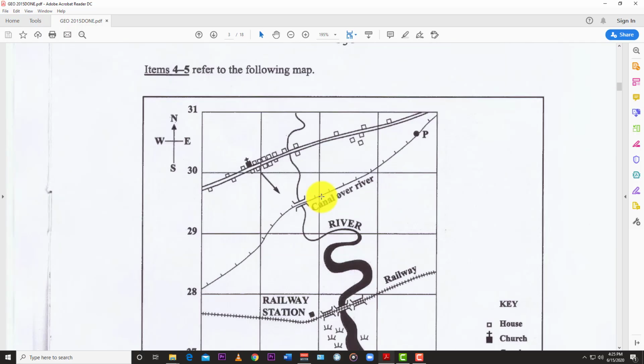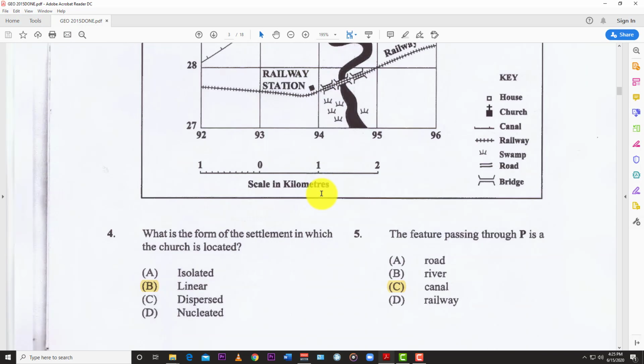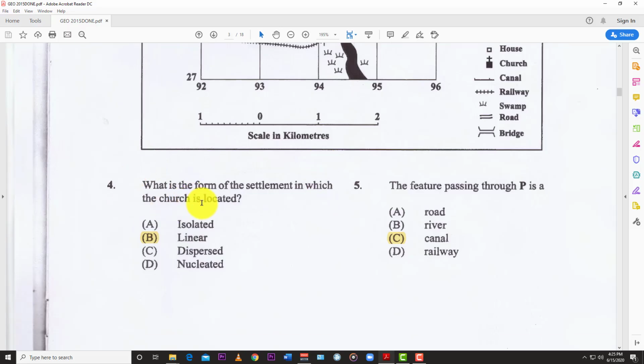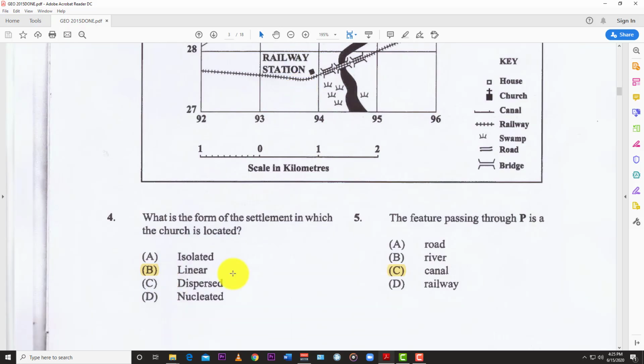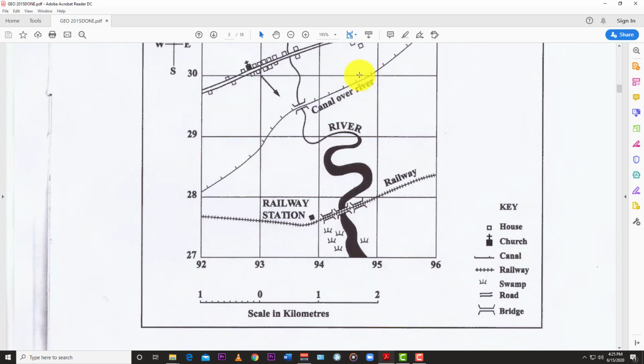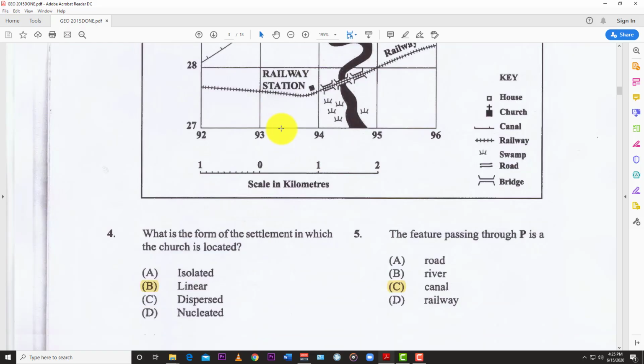Numbers 4 and 5 refer to this diagram right here, and the question asks, what is the form of the settlement in which the church is located? The church is right here along this main road, and so the clear answer is linear, because it's straight across. It's not scattered or anything. Church right there, it's linear.